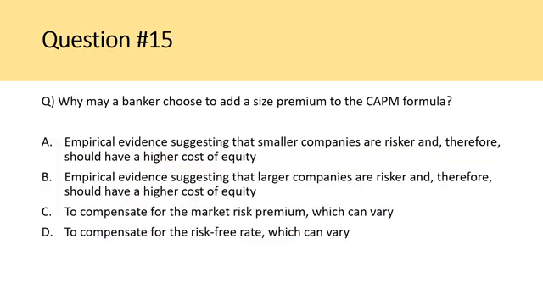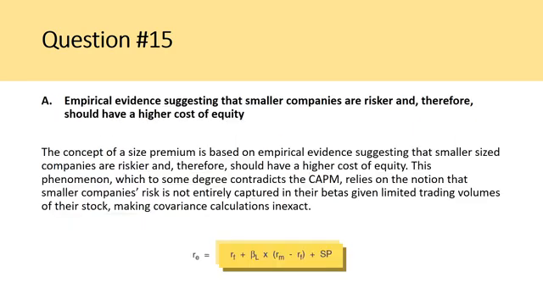Okay, and then the final question, question 15: why may a banker choose to add a size premium to the capital asset pricing formula? Well, I won't read them all off. At the end of the day, it's question A. The empirical evidence suggests that smaller companies are riskier and therefore should have a higher cost of equity.